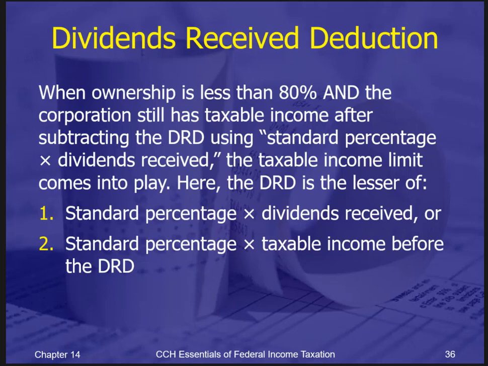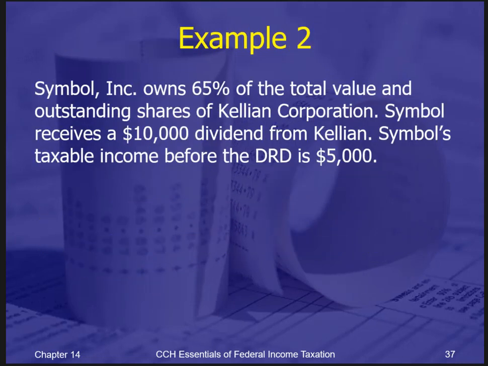We still have taxable income after subtracting the DRD. The DRD is the lesser of the standard percentage, which is 70, 80, or 100 (70 or 80 in this case), times the dividend received, or taxable income before the DRD. So it's the lesser of these two. That's the thing you need to remember. If our income is on the low side, we may have this be our DRD instead of this. So let's look at that.